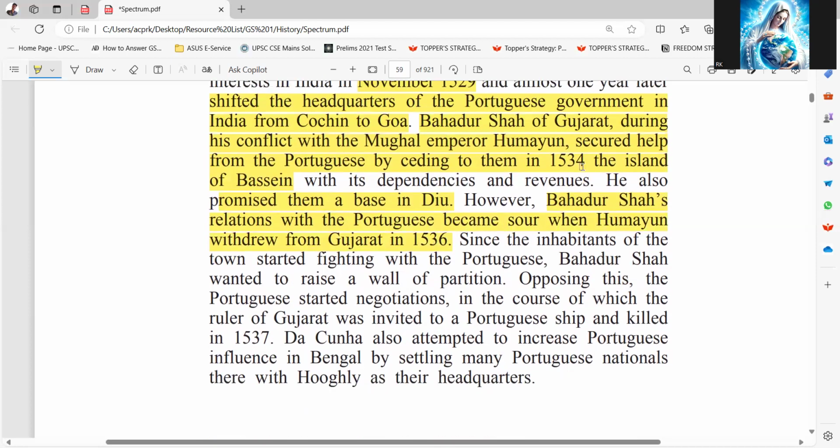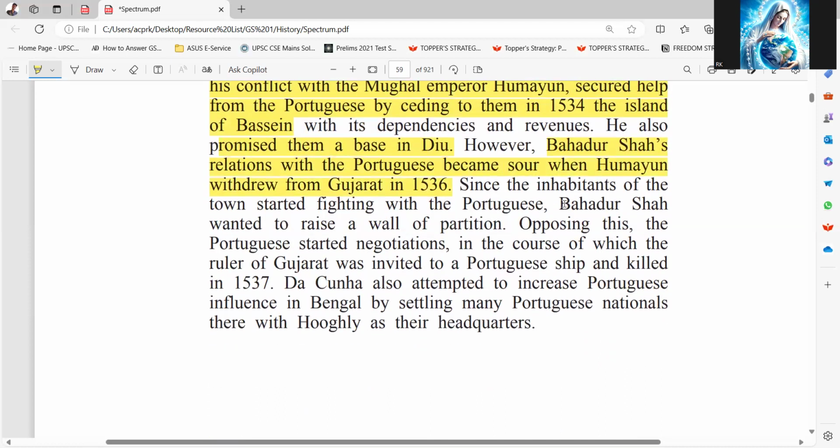Since the inhabitants of the town started fighting with the Portuguese, Bahadur Shah wanted to raise a wall of partition. Opposing this, the Portuguese started negotiations, in the course of which the ruler of Gujarat was invited to a Portuguese ship and killed in 1537, right after Humayun withdrew from Gujarat in 1536.